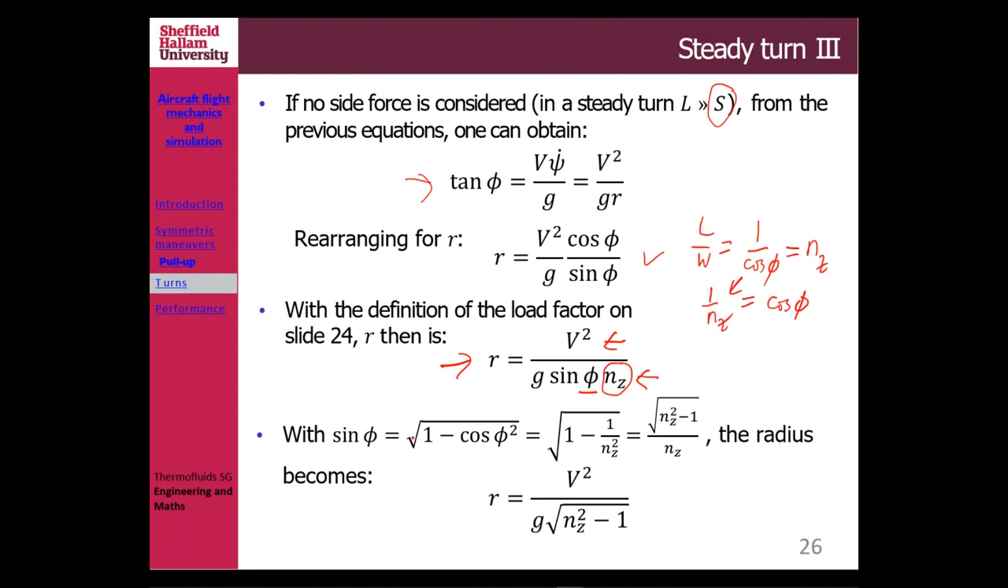Okay, now using the trigonometric functions, we know that sine square phi plus cos square phi equals 1. That is the trigonometric equation. Then you could rearrange so that sine phi becomes the square root of 1 minus cos phi square.